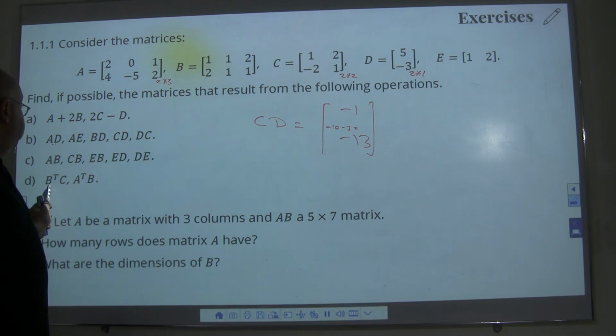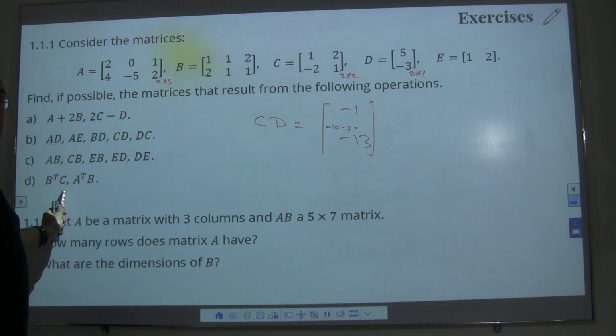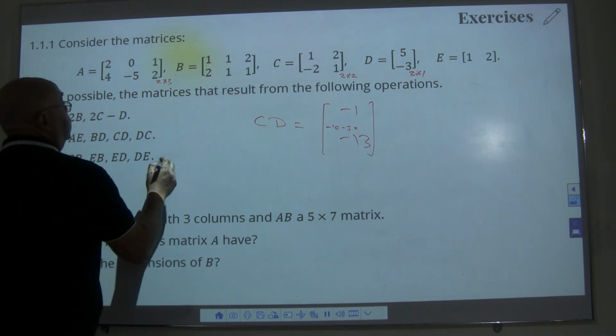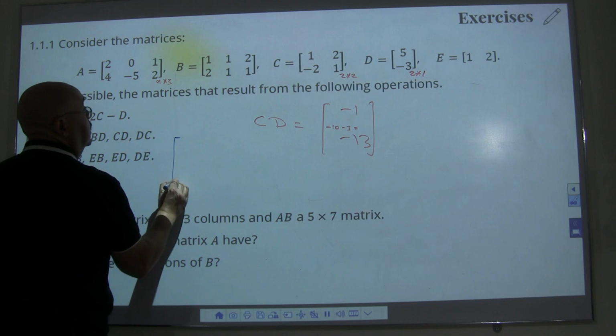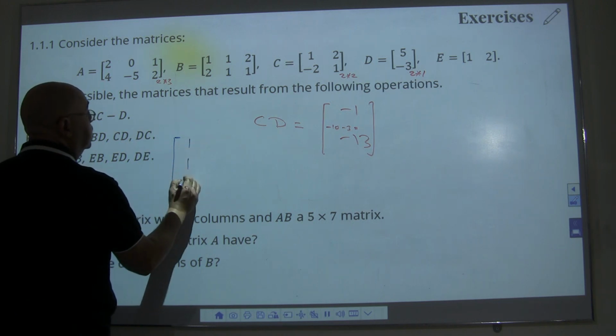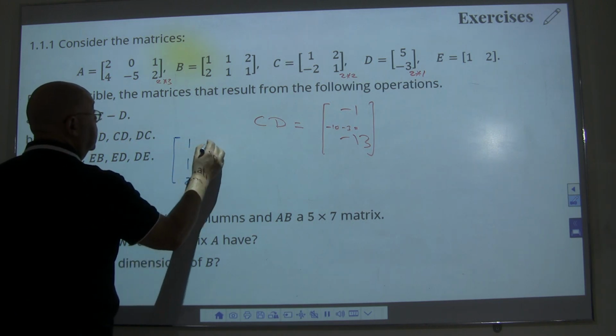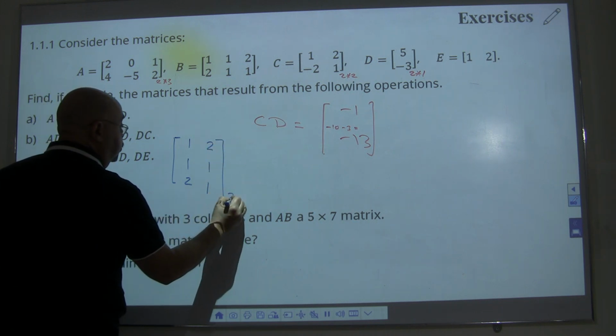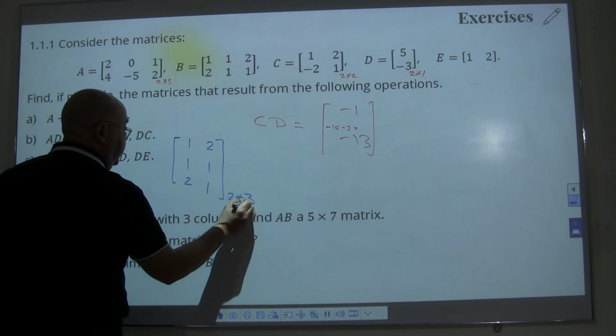B transpose times C. Anyone? First of all, get the transpose of B. Any ideas about the B transpose? 2 1 1. Okay. This is 2 times 3.